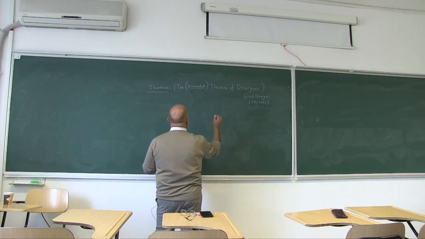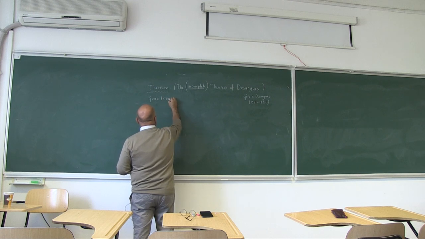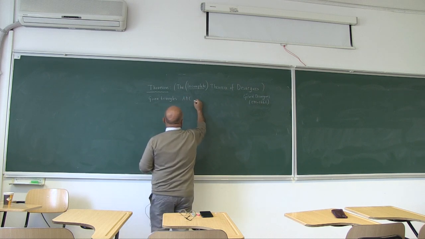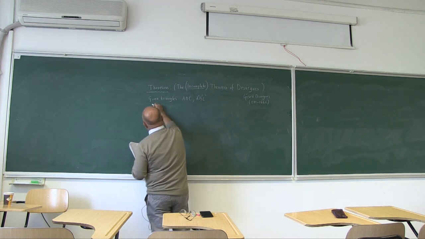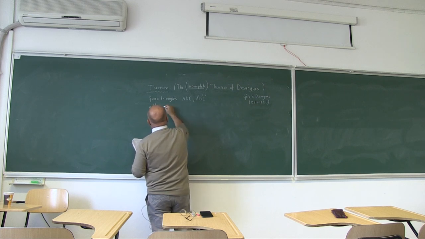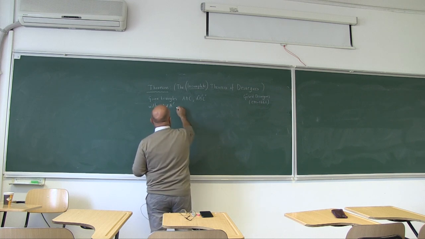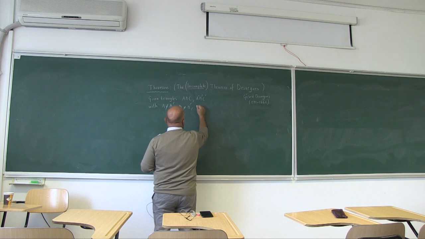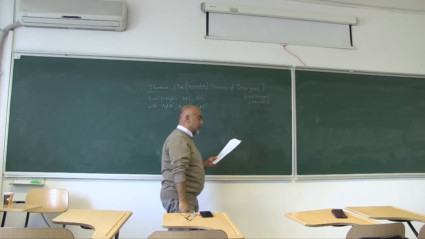Okay. So the theorem is, let me give you a verbal statement. Given triangles, so you take two triangles, in fact, given triangles ABC and A prime, B prime, C prime, where I exclude the possibility of corresponding vertices coinciding. So A and A prime should not coincide, B and B prime should not coincide, C and C prime should not coincide. Well, I make this condition because I want to talk about the lines AA prime, BB prime, CC prime.